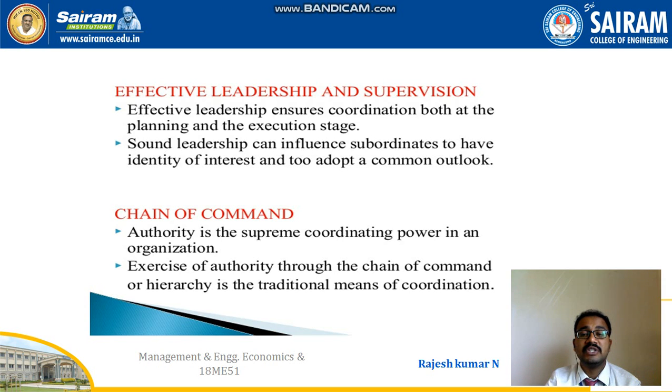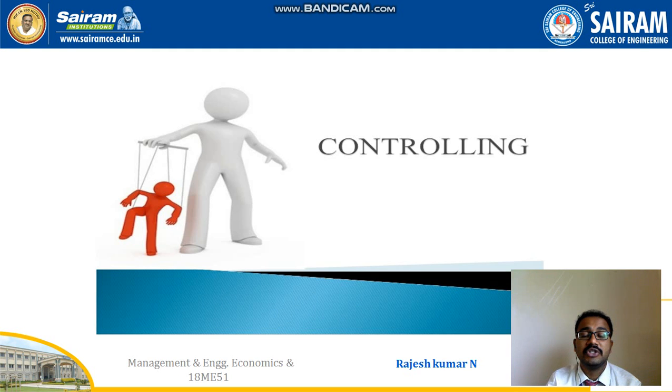Effective leadership and supervision is the fifth technique, which speaks about ensuring coordination both at the planning and the execution stage. Sound leadership can influence subordinates and the employees to have identity of interest and to adopt a common outcome. The next technique is the chain of command. Here, the authority is the supreme coordinating power in an organization. Exercise of authority through the chain of command or hierarchy is the traditional means of coordination.